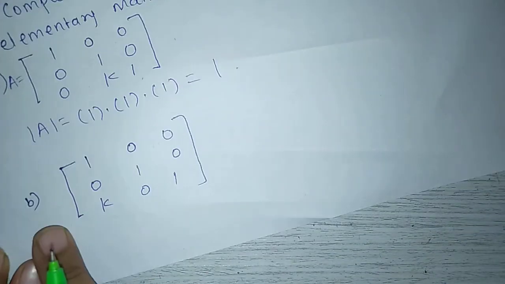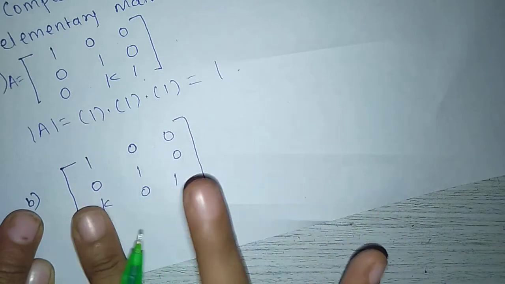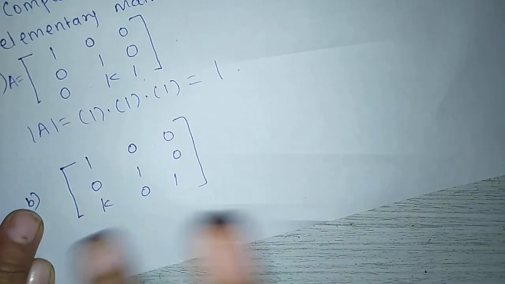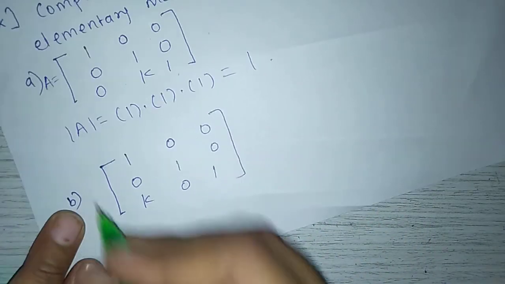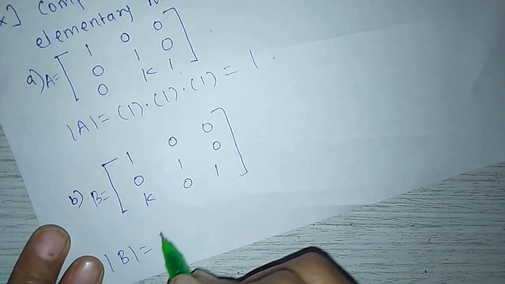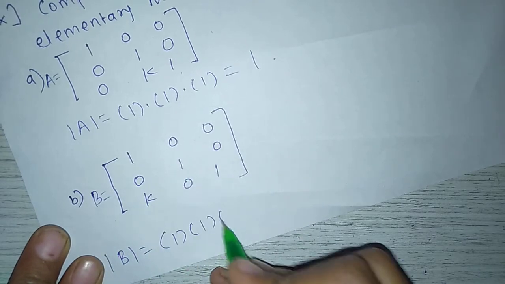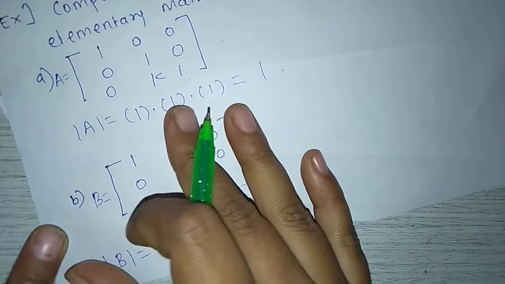Here the second matrix is also a triangular matrix, lower triangular. So the determinant of this matrix is nothing but the product of the entries on the main diagonal. Let B equal to this matrix. So determinant of B equal to diagonal entries are 1, 1. So 1 into 1 equal to 1.